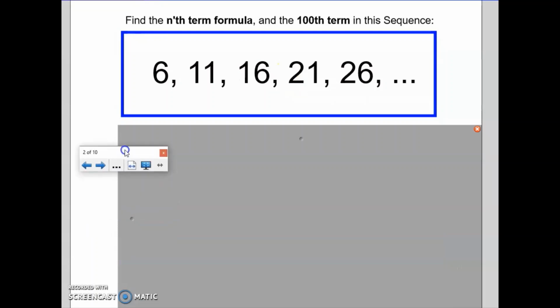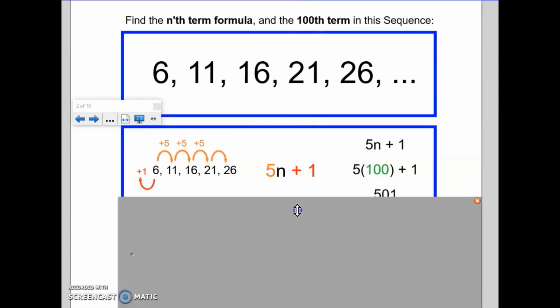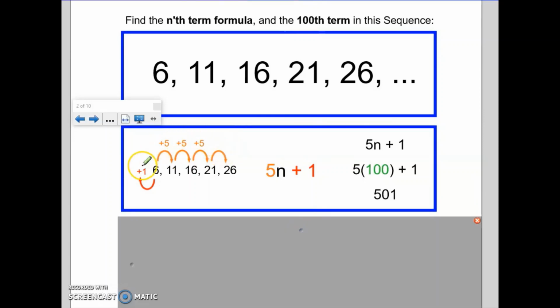Let's have a go at another sequence. Again, we know it's a linear sequence because it's increasing by a consistent amount. This sequence is increasing by 5 each time. So I know I'm dealing with a linear sequence. Let's have a look at my working out. Again, we're going to focus on this process to start with.